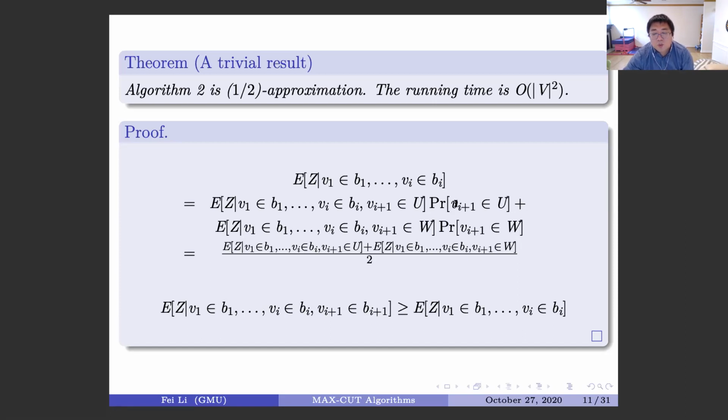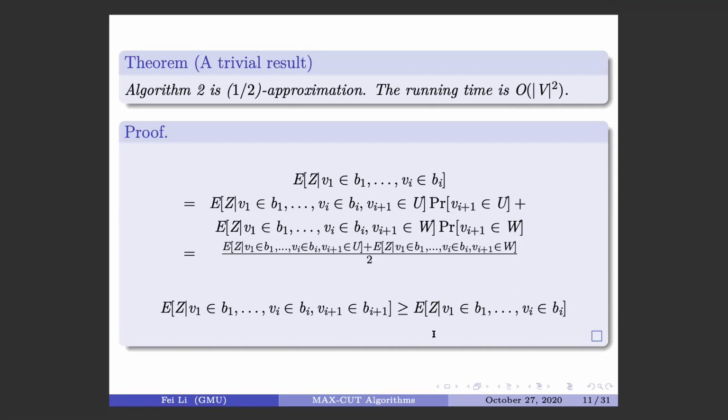For example, if Vi plus 1 put into U is larger than Vi plus 1 put into W, right? If this expected value is larger than that expected value, and the second algorithm chooses this value, therefore the second algorithm's expected value is larger than this one. Is it clear? Okay. Thank you.